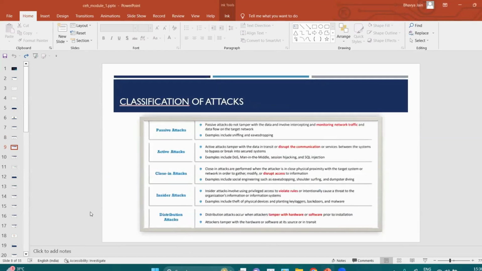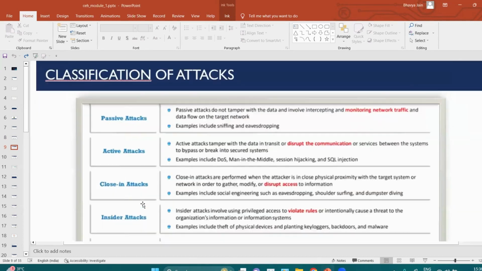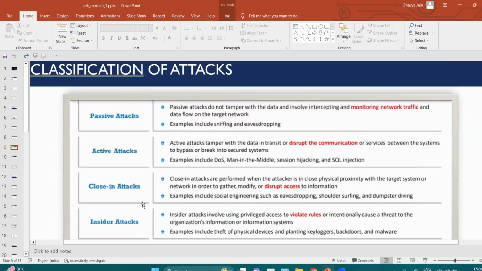Then we have the classification of attacks, like how many types of attacks we have. First we have passive attacks. Passive attacks are something you apply indirectly. For example, you are attacking some target machine, but the target is unaware that someone is attacking their system. That is passive. You are applying the attack indirectly.